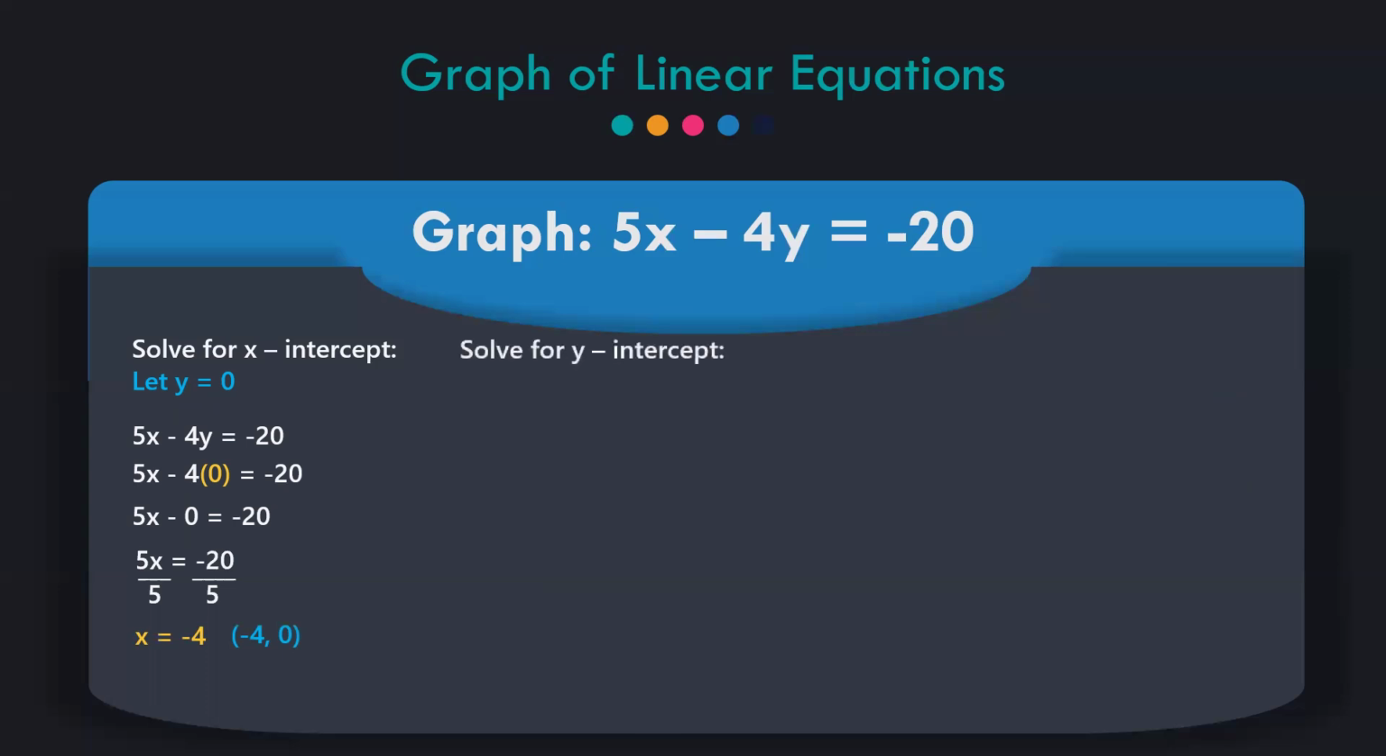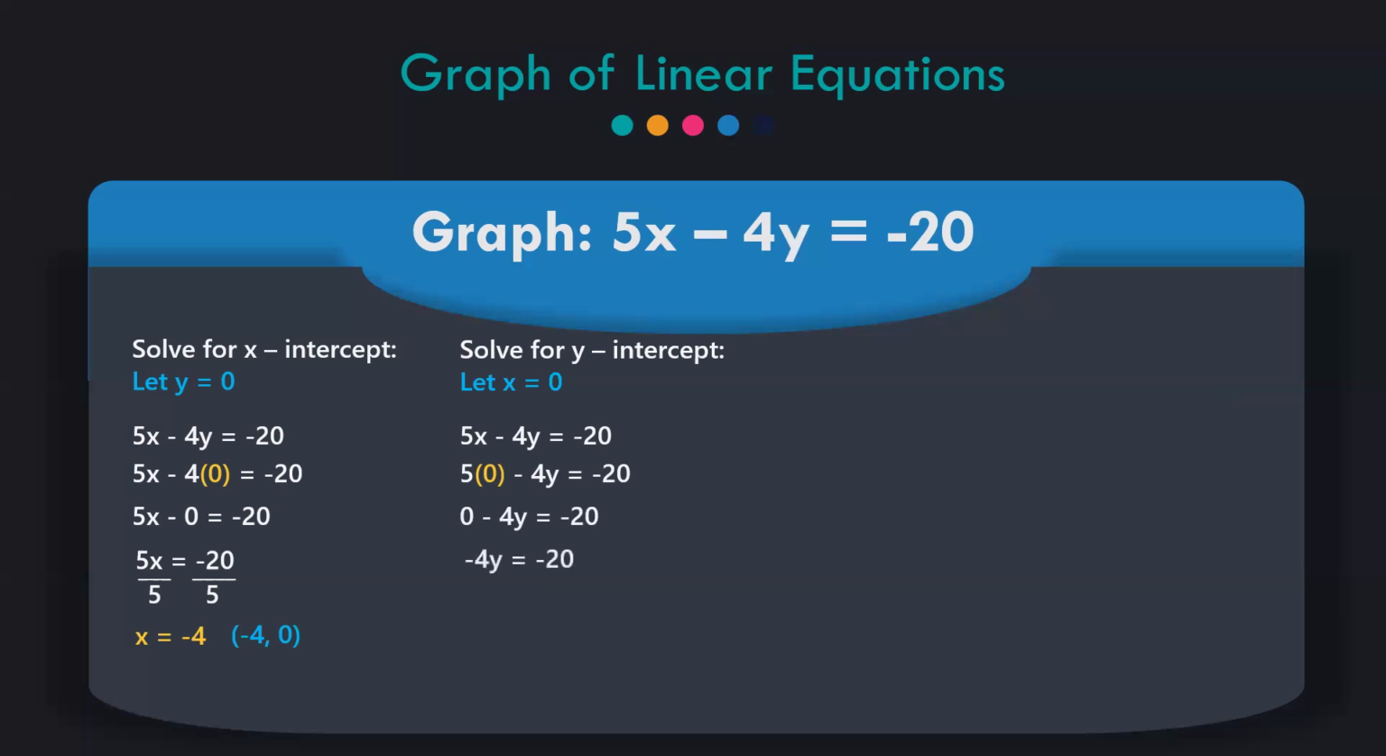After that, solve for the y-intercept. Again, let x be equal to 0. So again, this time, si x naman yung papalitan natin ng 0. And still, using the given equation, 5x minus 4y equals negative 20, substitute x with 0. We're going to have 5 times 0 minus 4y equals negative 20. 5 times 0 is 0, so minus 4y equals negative 20.